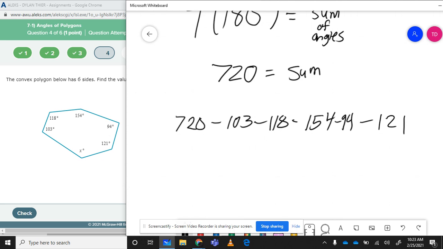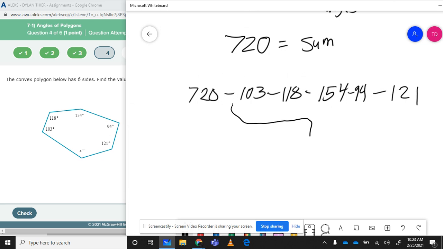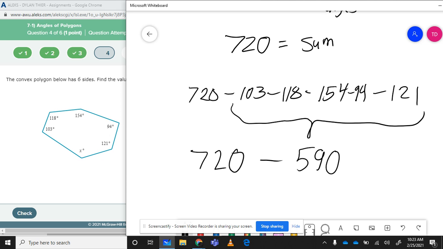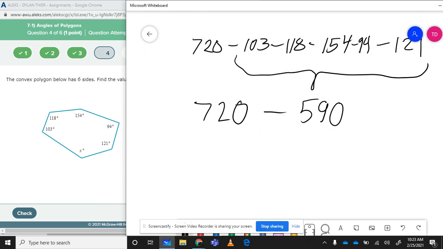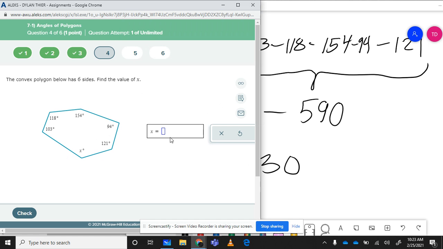Okay, so let me see if I can add these all together real quick. So 103 and 118 would be 221. Then we'd have 321, 371, 375, 465, 469, 470, 490, 590. I think I have a total of 590 with all this stuff. Okay, the difference between those two numbers would be 30 and 100. So we get 130 degrees. That looks pretty good based off the picture. This angle looks a little bit bigger than this one. This was 120. So 130 sounds like it could be reasonable.